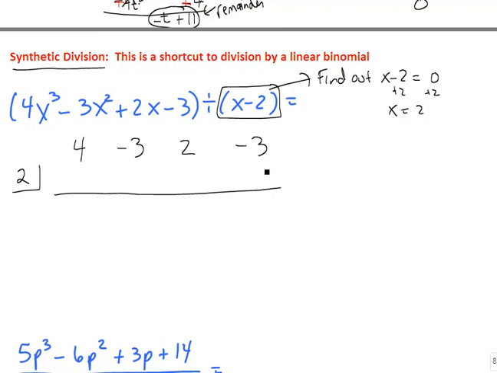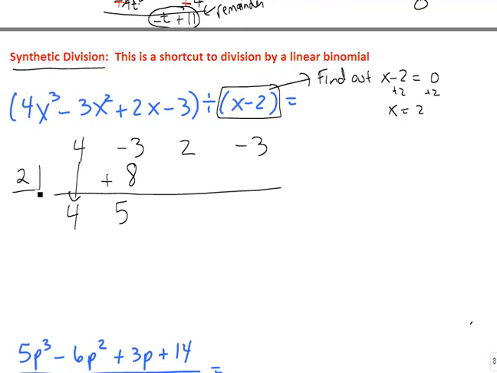Now the way this process for synthetic division works is you're going to immediately bring down this first coefficient unchanged. So the 4 gets brought down. Then to get the numbers that are going to go in this middle row, we're going to multiply the number in the box times the number below the line. So 2 times 4 is 8. Now we're going to add down to get the number below the line. So -3 plus 8 is 5.